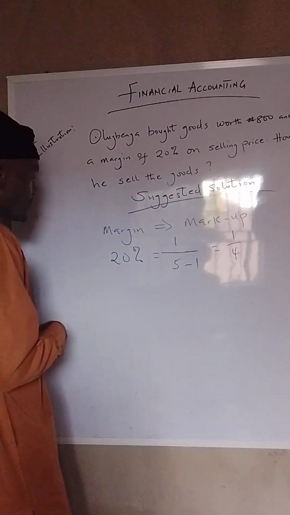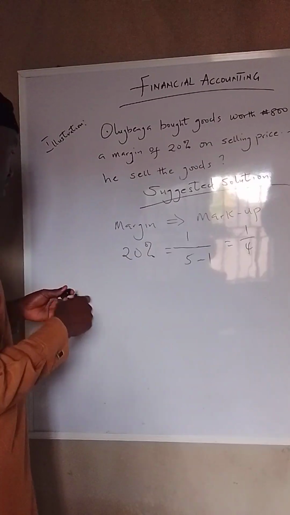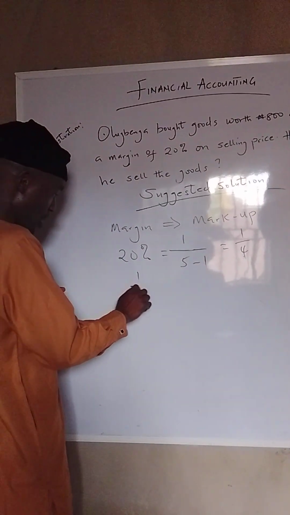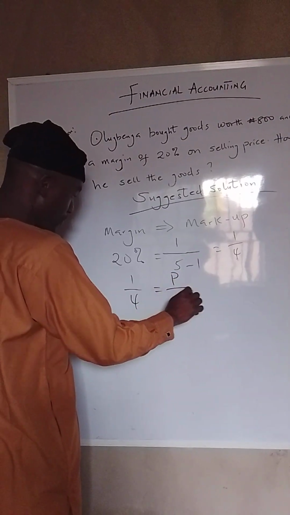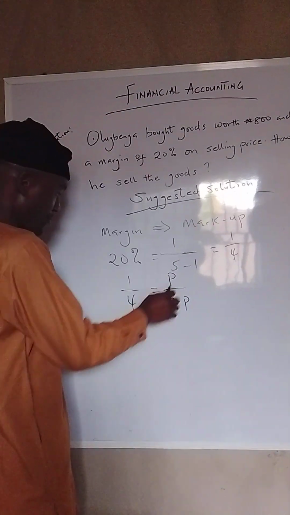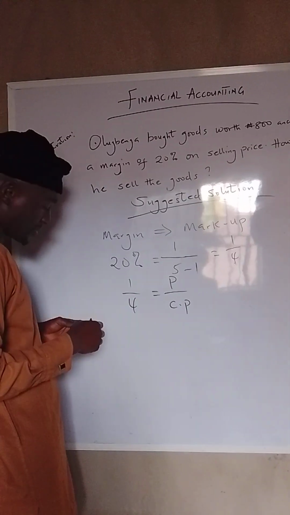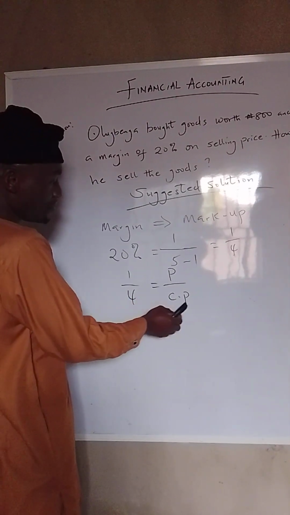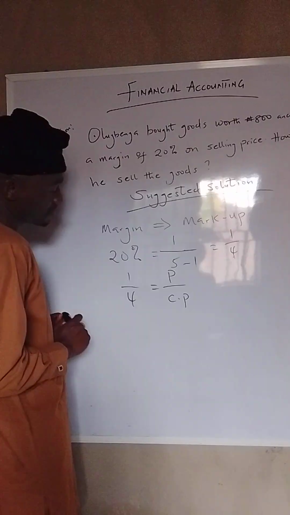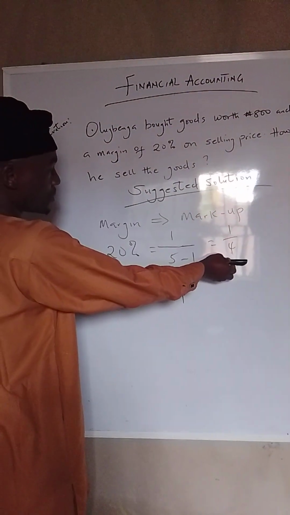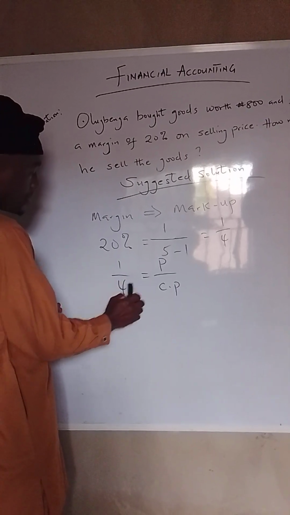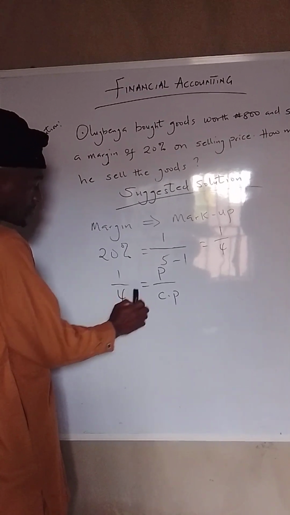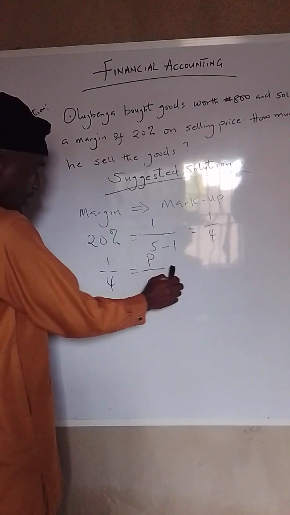Now, having done that, you now bring the equation out. That will be 1 over 4 is equals to P over CP. The P here means profit, and the CP here means cost price. The 1 over 4 that we have gotten here as our markup, 1 over 4 is what we use here. 1 over 4 is equals to P, which is profit over cost price.